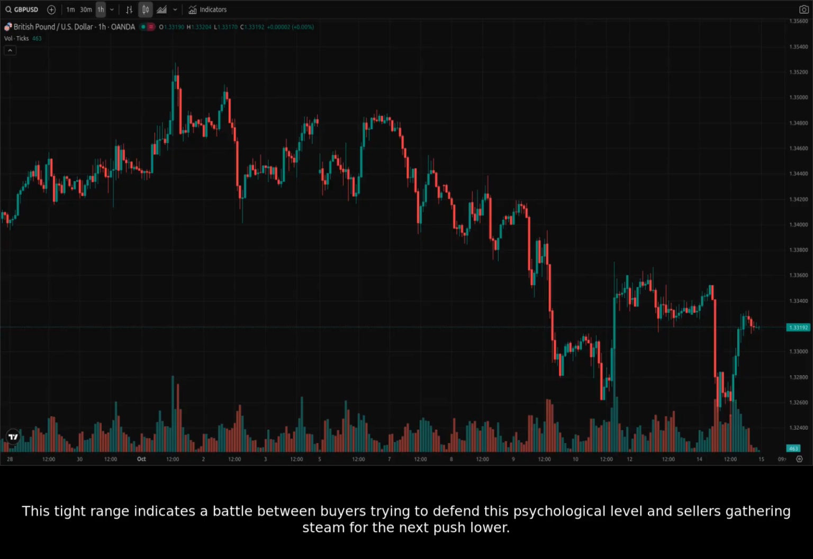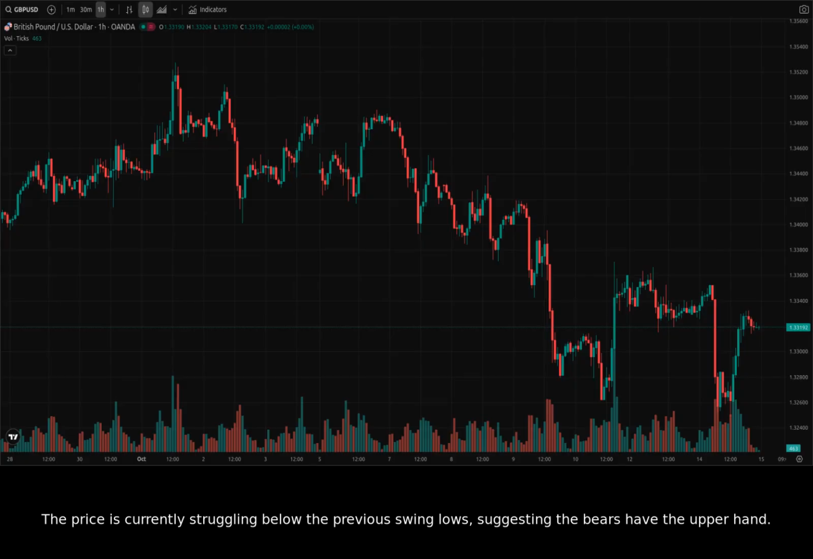This tight range indicates a battle between buyers trying to defend this psychological level and sellers gathering steam for the next push lower. The price is currently struggling below the previous swing lows, suggesting the bears have the upper hand.